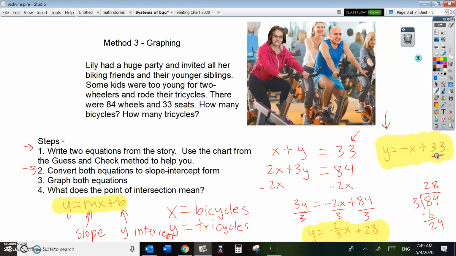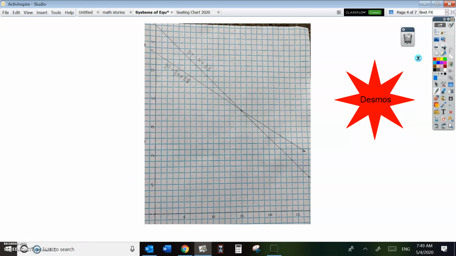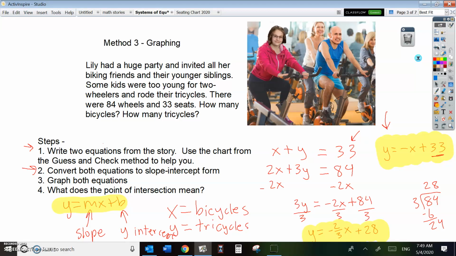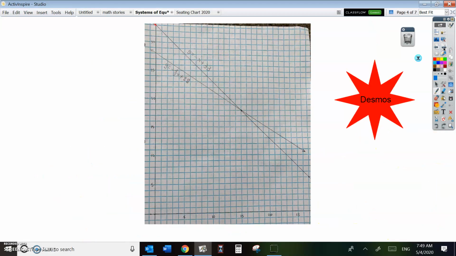So we know that the y-intercept is 33. So that means you put a dot right up here at 33. And we know that the slope is negative 1 over 1. That's our slope, so we go down 1 over 1. So did I do that correctly on this graph? Down 1 over 1, down, over, down, over. Okay, so the slope stays the same all the way down.